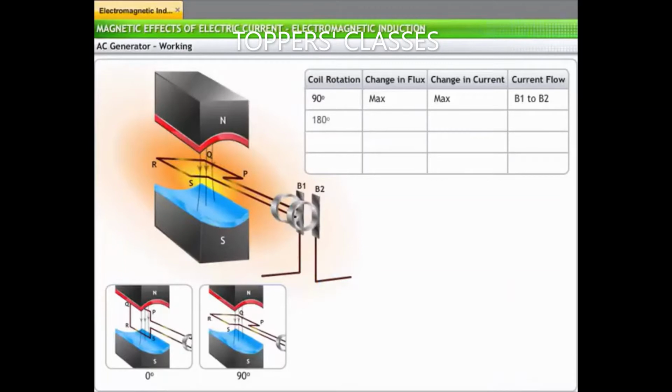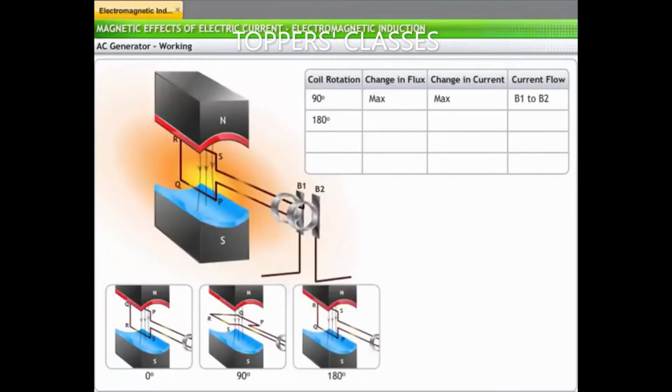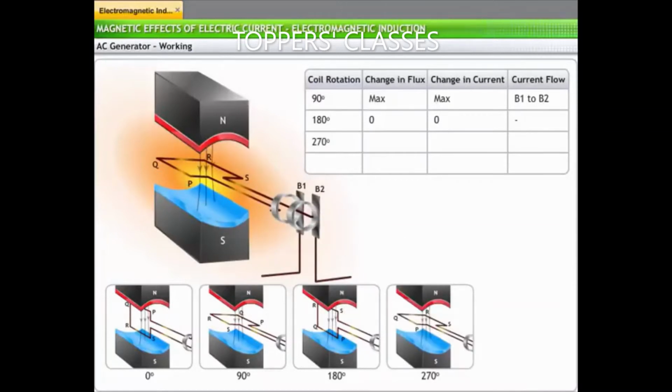On rotating further by 90 degrees, the coil becomes vertical again. But now PQ is at the bottom and RS is at the top. The change in flux with respect to the initial position is 0. Hence, the current falls from its maximum in the same direction and becomes 0. Rotating the coil by another 90 degrees causes the current to increase in the opposite direction.